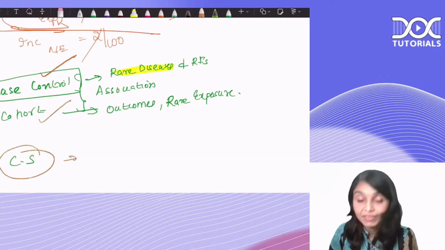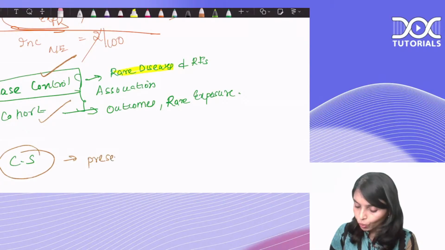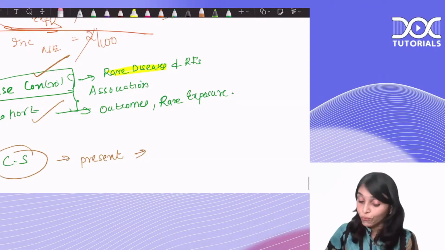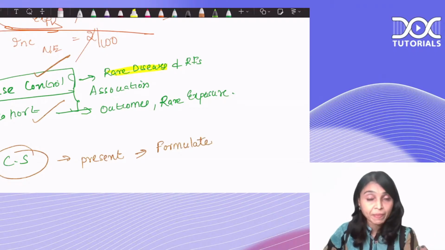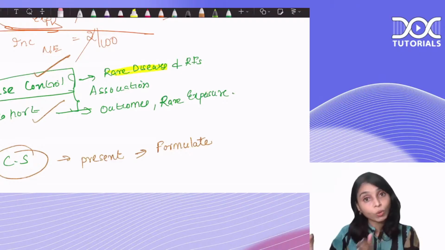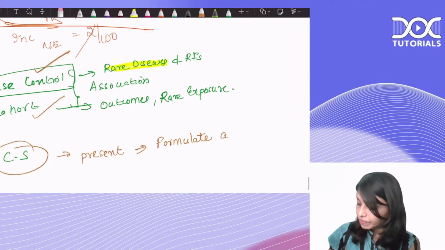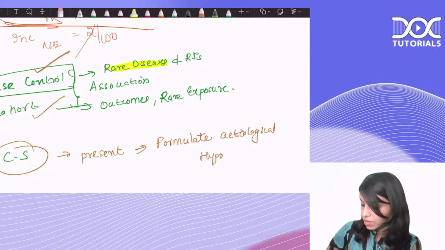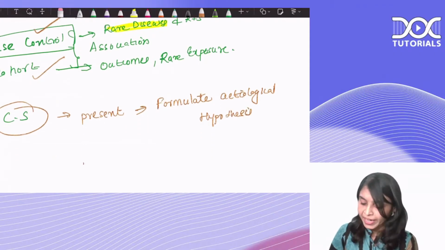Now, this is retrospective, this is prospective, whereas this is something which is happening today. That means at present, a one-time examination. This is done to know what is the present situation. So this will help you to formulate an etiological hypothesis. Etiology means what could be the reason, that is, the probable risk factors that could have led to the disease. For example, suppose you studied a group of CA lung patients.